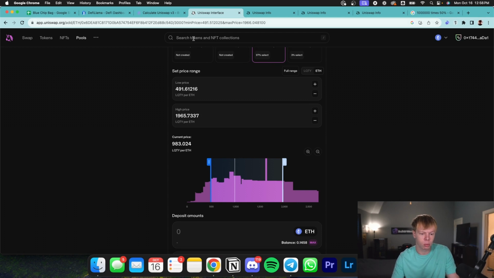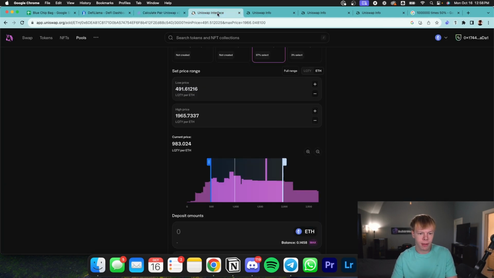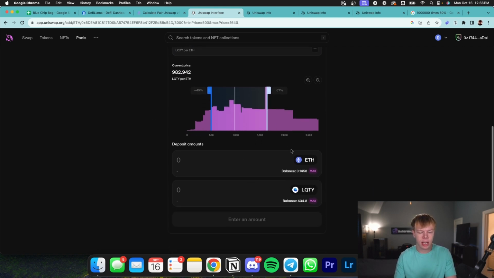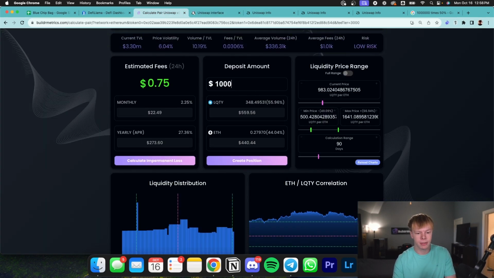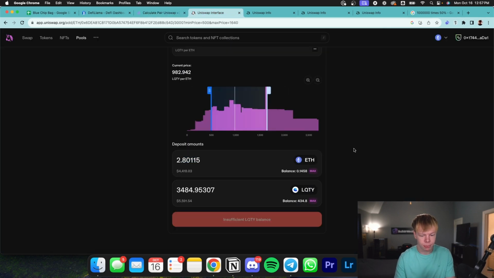We'd go ahead and select our range. So using builder metrics, I'm probably going to have my range something like this, about 1640 on the top and probably about 500 on the bottom. So 500 to 1640, we'll type that in, 500, 1640. And just like that, we have a range in, and now we have to determine how much we want to deposit. So we go back over to builder metrics. If it's $10,000, we'll type in 10,000. We need 3484 LQTY. It's going to automatically tell us how much Ethereum we need, which matches up with builder metrics pretty much. And we would click preview, and then we would click add.